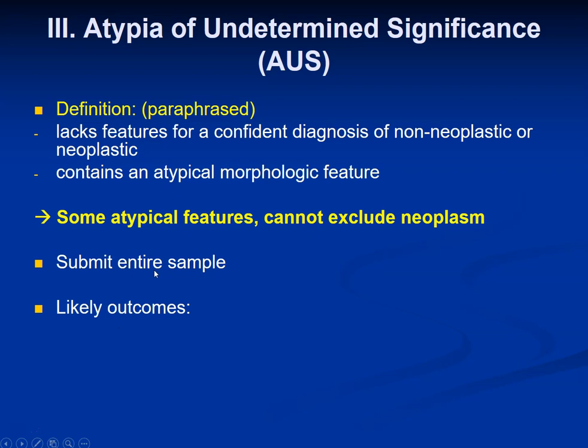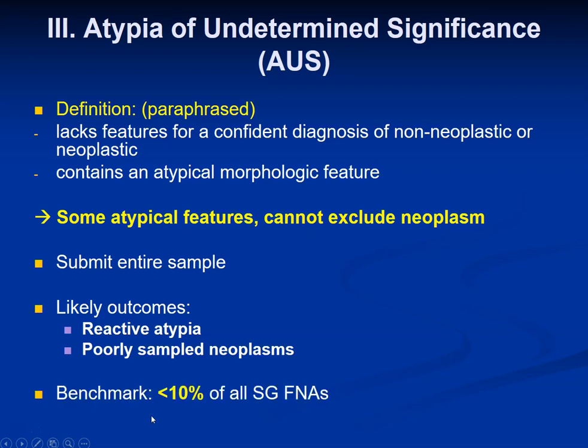Again, the entire sample should have been submitted for cytologic evaluation, and some likely outcomes could have been reactive atypia or a neoplasm that is poorly sampled. And the benchmark, one potential parameter that can be used for quality assurance audits, would be that this category should not exceed 10% of all salivary gland FNAs in the institution.